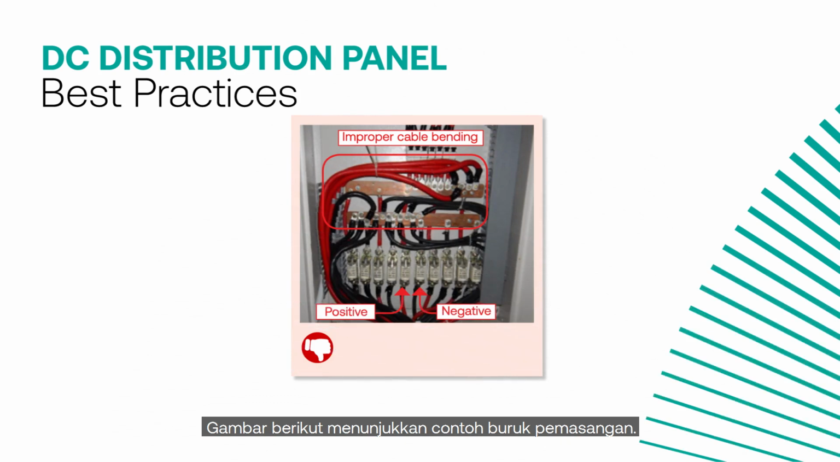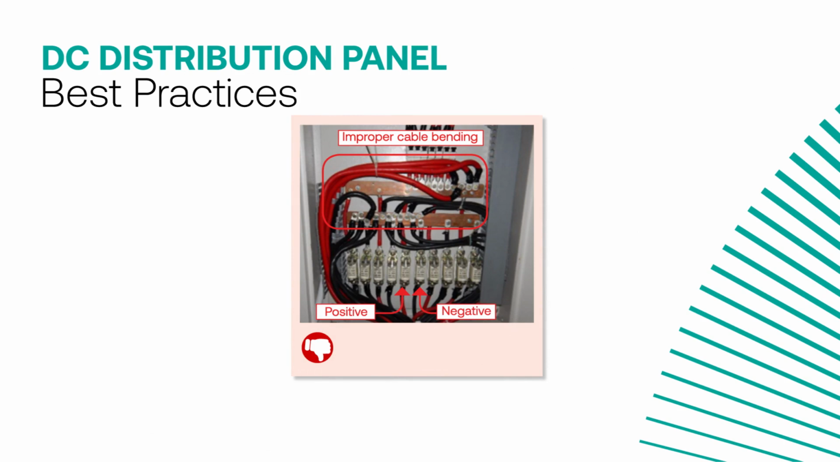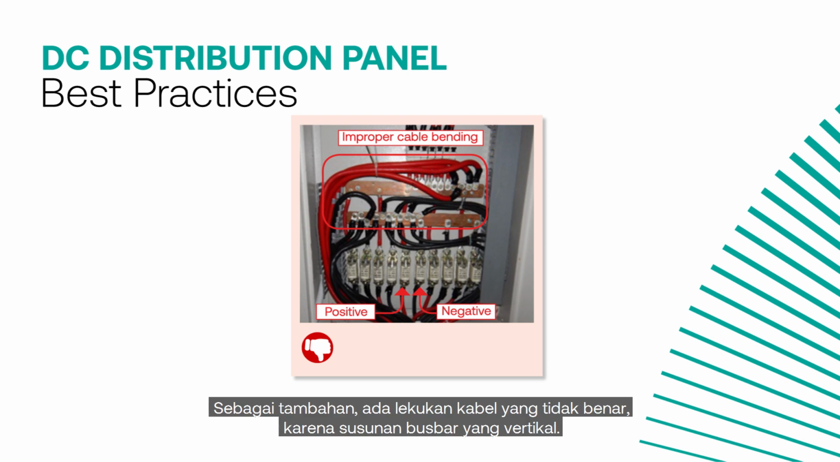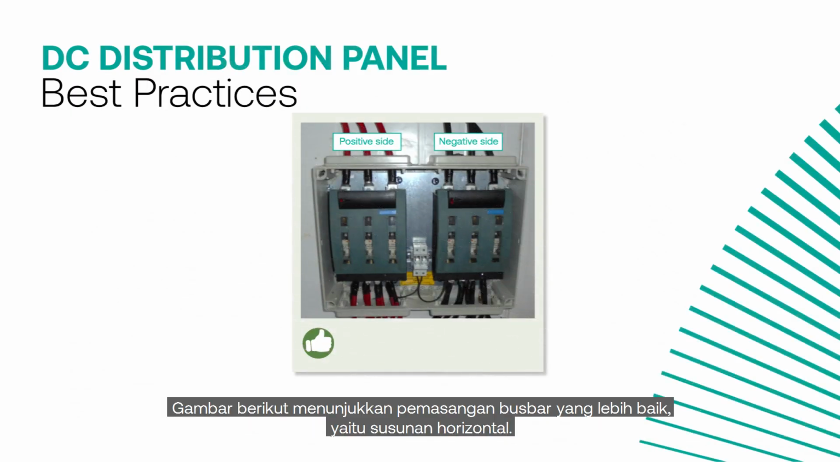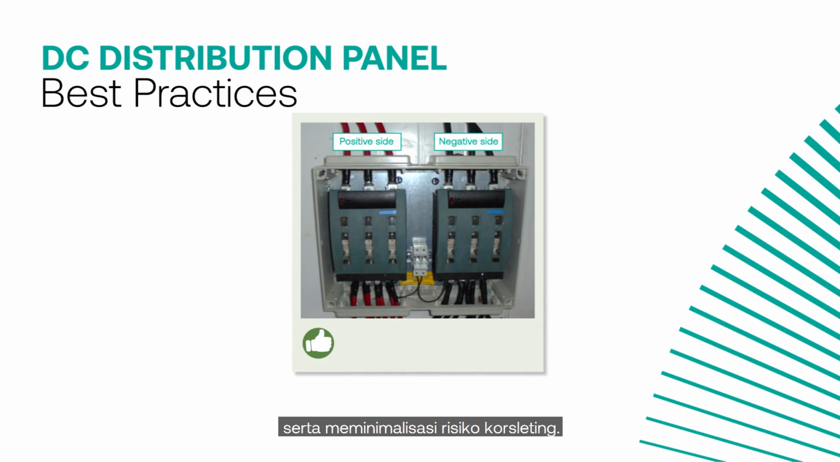This picture shows a bad installation. Several positive cables touch negative busbar and vice versa. This happens because the busbar is arranged vertically. In addition, there is improper cable banding due to vertical busbar arrangement. The picture shows preferable installation with horizontal busbar arrangement. It provides easier cable routing and clear separation and minimizes the risk of short circuit.